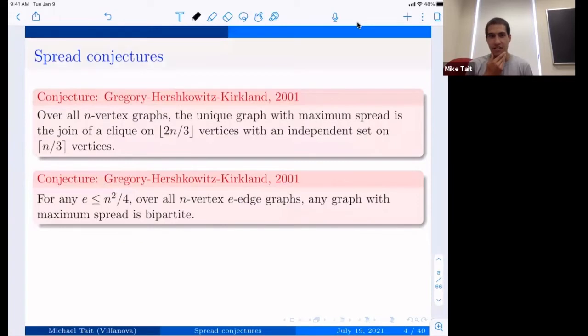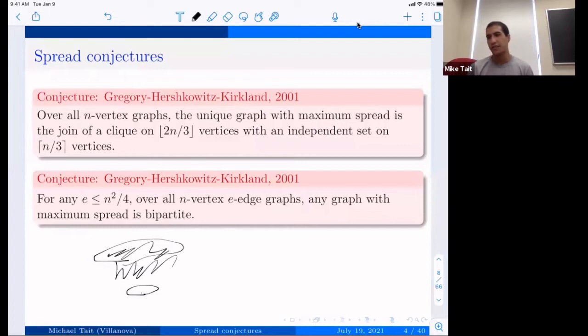That's the topic of a conjecture of Gregory, Hershkowitz, and Kirkland that I'll call the spread conjecture. So this first one is called the spread conjecture. It says that if I want to maximize the spread over all n-vertex graphs, I should take the join of a clique on 2n/3 vertices and an independent set on n/3 vertices. So this graph is fairly dense and it has a large complete bipartite subgraph at the same time. You can see that this is a good candidate to be very dense and very bipartite at the same time.